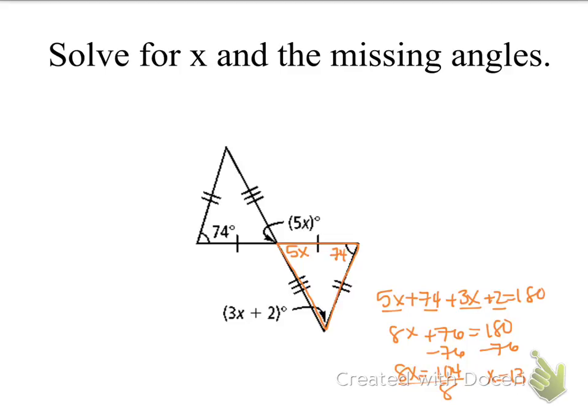So now we just got to plug it in to find all our angles. So I got 5 times 13. And then my other one is 3 times 13 plus 2. 3 times 13 plus 2 gets me 41. And then 65.